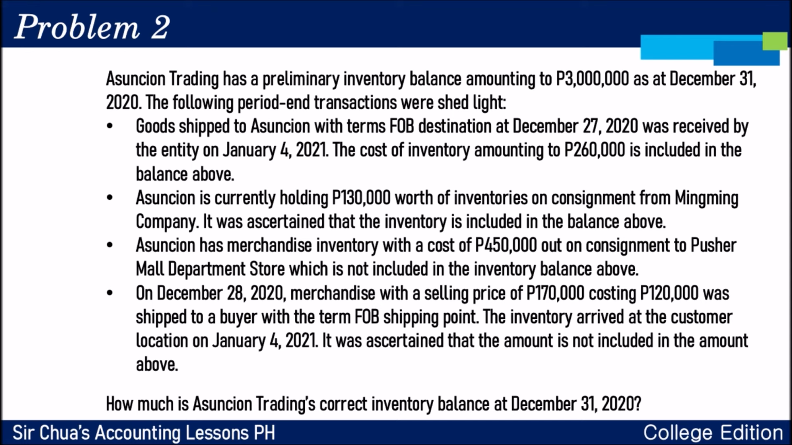Asuncion has merchandise inventory with a cost of 450,000 out on consignment to Pusher Mall Department Store. Hindi daw po kasama dun sa 3 million. And then, on December 28, nagkaroon naman po tayo ng sales transaction. Costing 120,000, shinip natin sa buyer FOB shipping point na na-receive nila noong January 4. Hindi daw po kasama dun sa 3 million. How much is Asuncion Trading's correct inventory balance at December 31, 2020? You can apply first the things that we have discussed in the first problem and the things that we discussed in our theories, and then try to answer this. Pause the video muna.